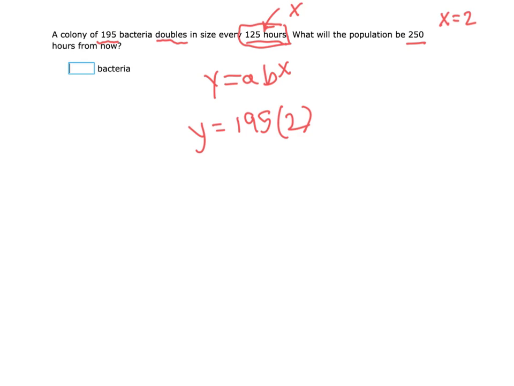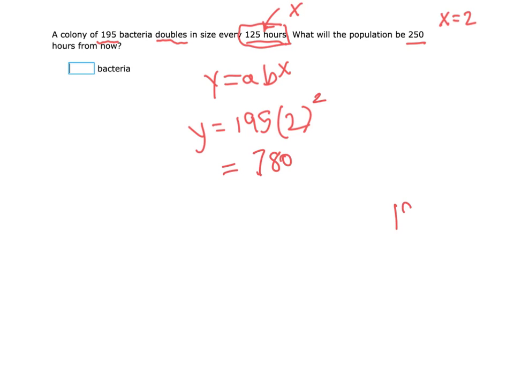Okay, so when we were just working on this, I said this is what we're going to do. We're going to take 195 times 2 to the second power. And so when I compute the value of 195 times 2 to the second, I get that that now has actually reached a population of 780 bacteria, because it's doubled twice, right?